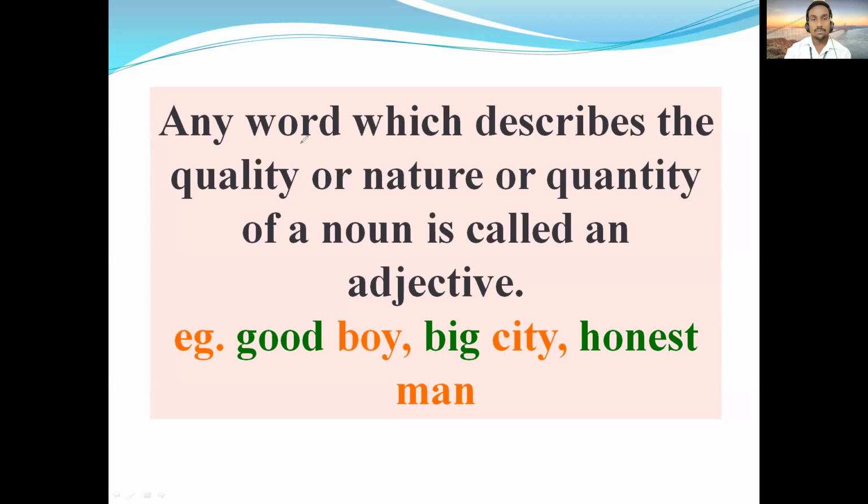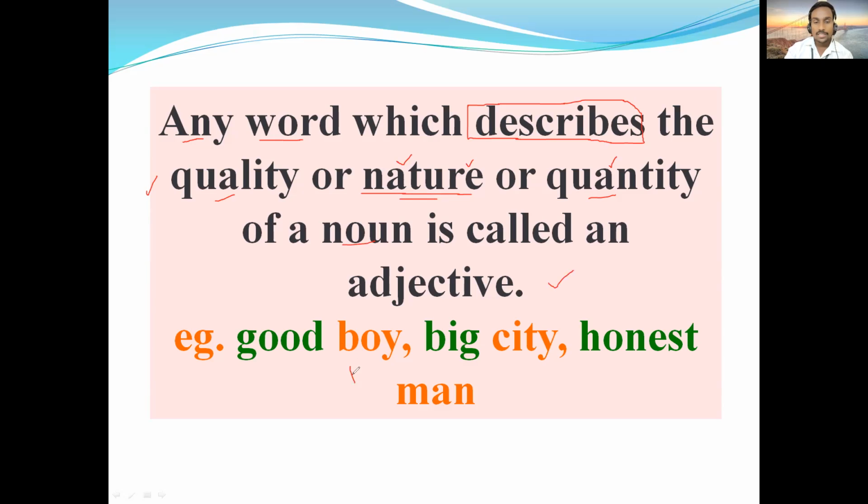What did we study? What is meant by adjective? Any word which describes the quality, nature, or quantity of a noun. It can be quality, or nature, in terms of what kind a particular noun is. Nature has two or three meanings, so try to find out which exact meaning we are expecting here. Quality and quantity we know, but nature means what kind of behavior we can expect from the noun. That is called an adjective, and here some examples are given.